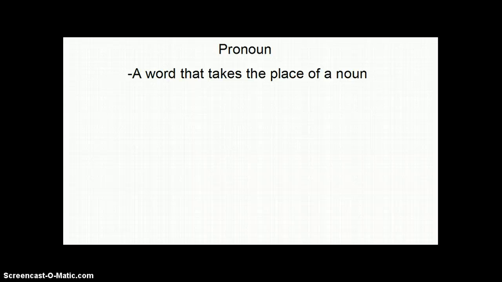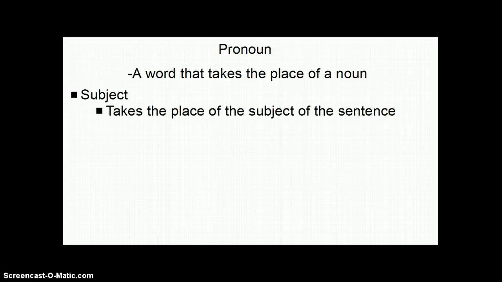We also have pronouns. Pronouns take the place of nouns. They make our lives easier. There can be subject pronouns that take the place of the subject of a sentence. These would be like I, we, he, she. I ran to the mall. I wouldn't say me ran to the mall. I is a subject pronoun. We is a subject pronoun. We are here, not us are here.